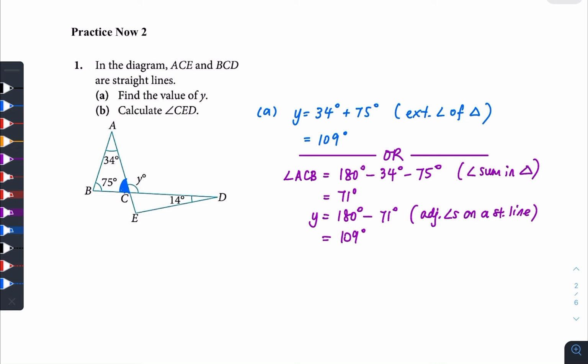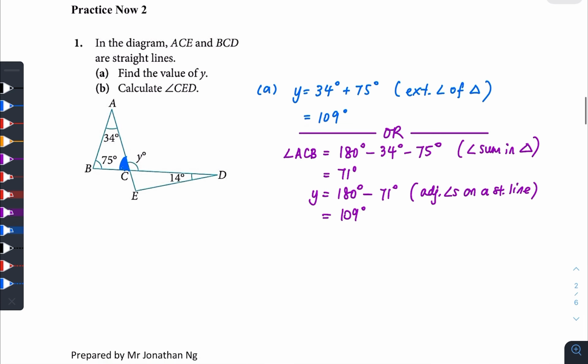Now for B, we are interested to find the value of CED. So how do we find this angle? Where is angle CED? Let me remove this. Angle CED is actually over here, this angle now. Because we're dealing with triangles, technically speaking, we can find this angle first, and we can take 180 minus this minus 14 to get CED.